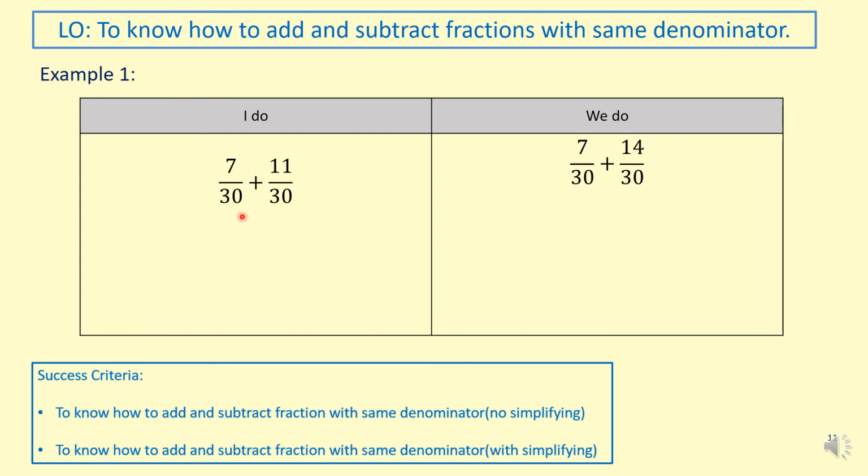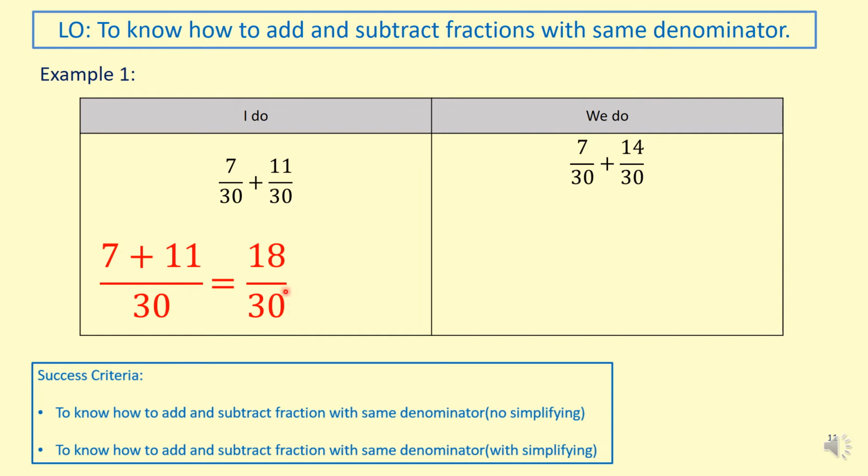As you can see, I have the same denominator. So what I'm going to do is write one of the denominators and add the top. So I have 30 as a denominator and then 7 add 11 at the top. 7 add 11 is 18, so 18 goes at the top and 30 stays as the denominator. So I end up with 18 over 30.